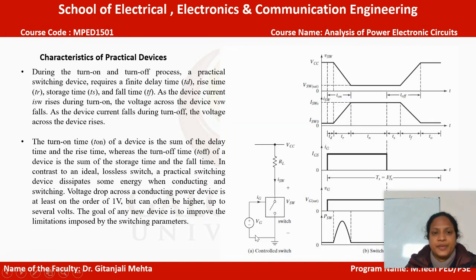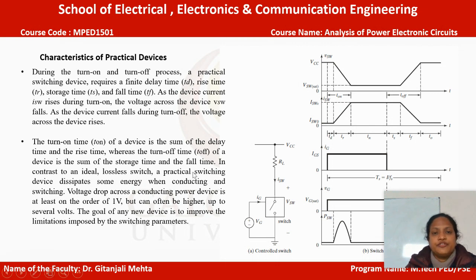Coming to the characteristics of a practical device, we can see in the figure it's a controlled switch. The graph shows the waveform for the voltage across the switch, the current across the switch, the gating current, the gating voltage, and the power across the switch.